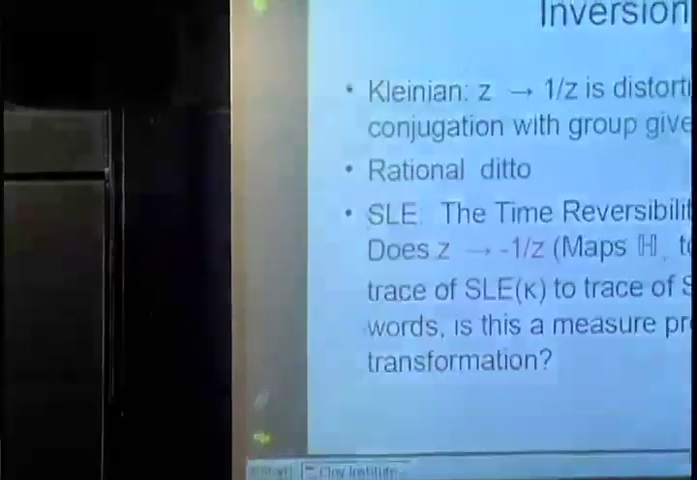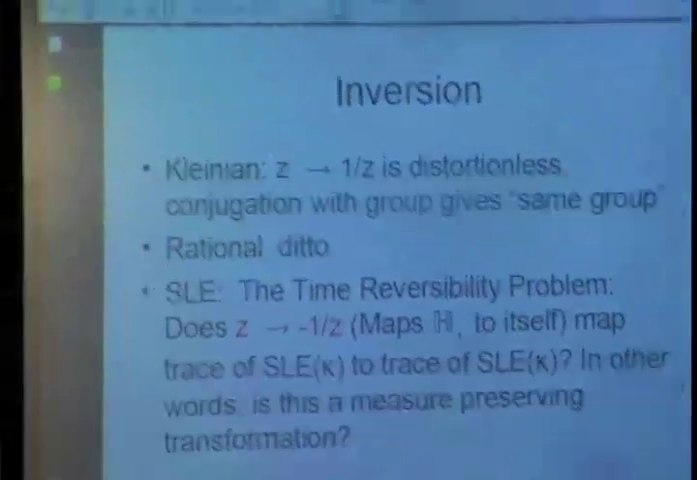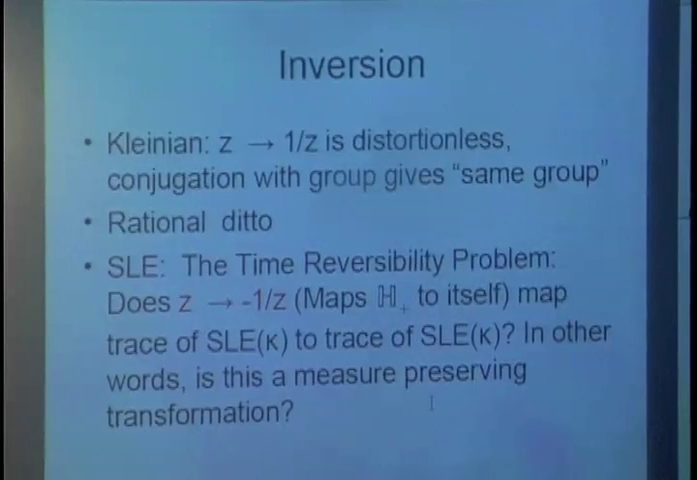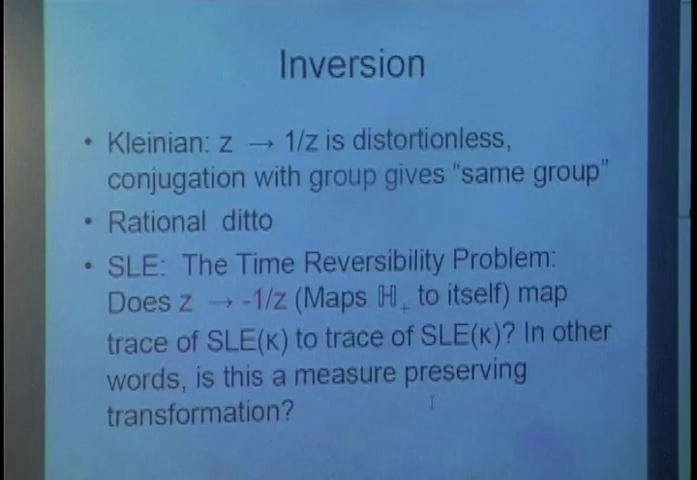So where's Dapeng? Raise your hand. So Dapeng Zhang there has a beautiful theorem that says yes, this works for kappa between 0 and 4, and there are some problems proving this when kappa is larger than 4, and so there are special cases that are known there. So kappa equals 6, and 16/3 is the other one. And both of those have special physical significance. 6 corresponds to percolation clusters. 16/3 corresponds to Ising.